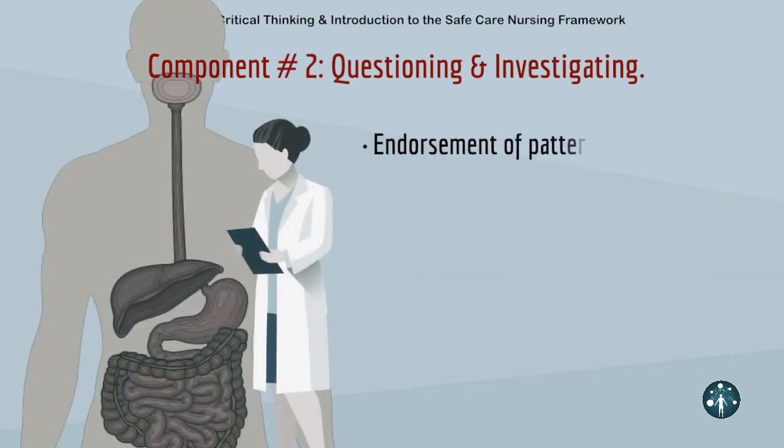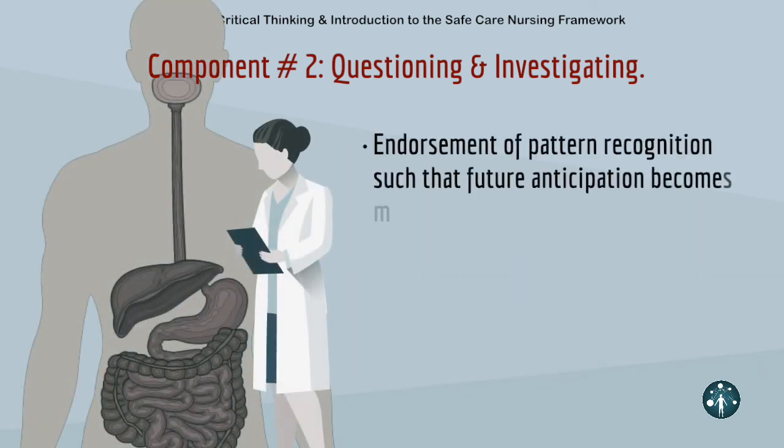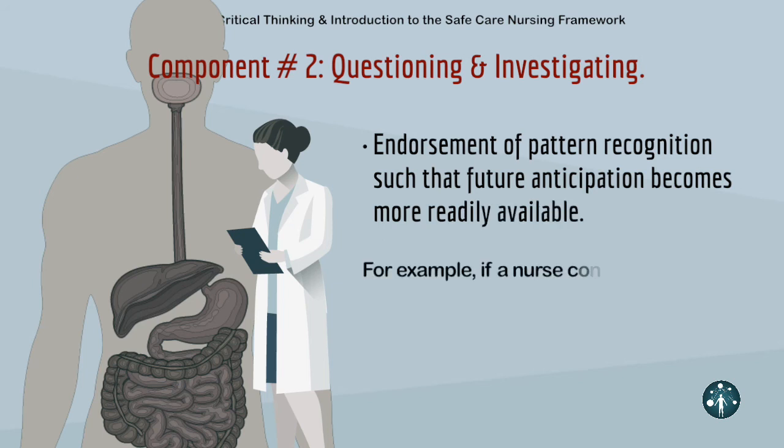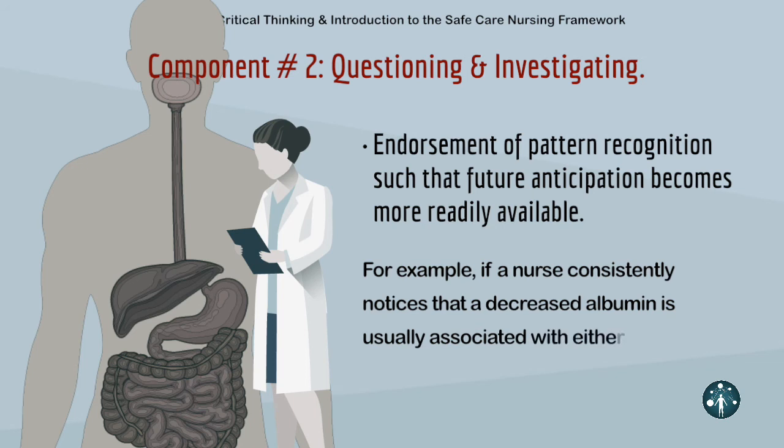Lastly, endorsement of pattern recognition such that future anticipation becomes more readily available. For example, if a nurse consistently notices that a decreased albumin is usually associated with either liver dysfunction or malnutrition, these two areas will be more readily questioned by the nurse the next time this information is encountered.